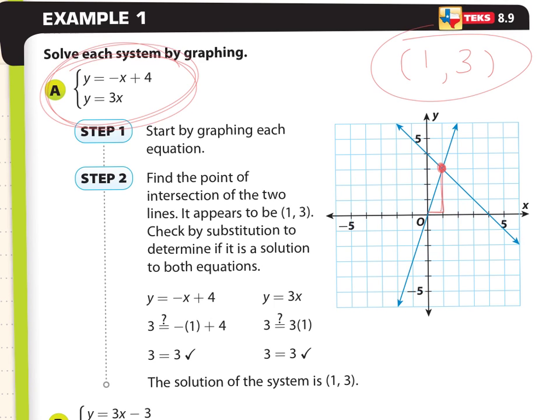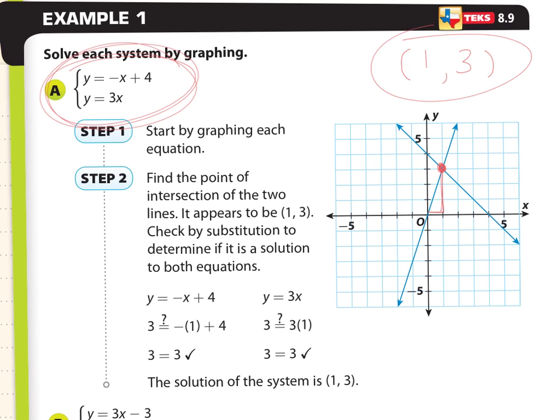So in order to hit that calculate button, we have to hit second first. Then we can hit that trace button. It'll take us to the calculate menu. Now, looking at the different things we can calculate, which one do you think will show us where the lines cross? Intersect. We want to know where the lines intersect. So if you go down and select 5 and hit enter, it'll bring us to this screen.